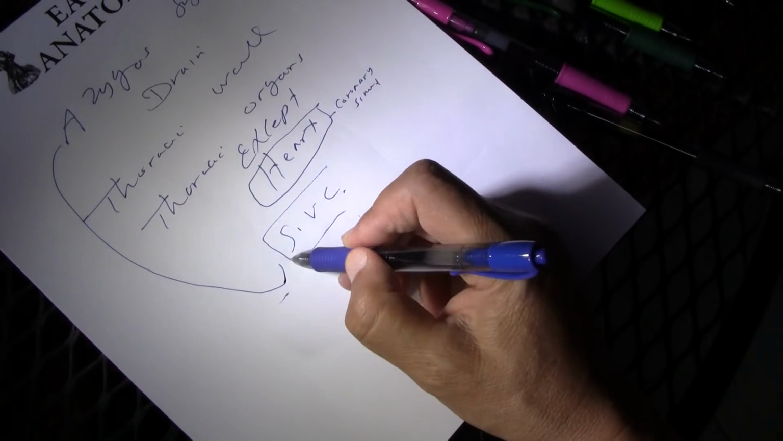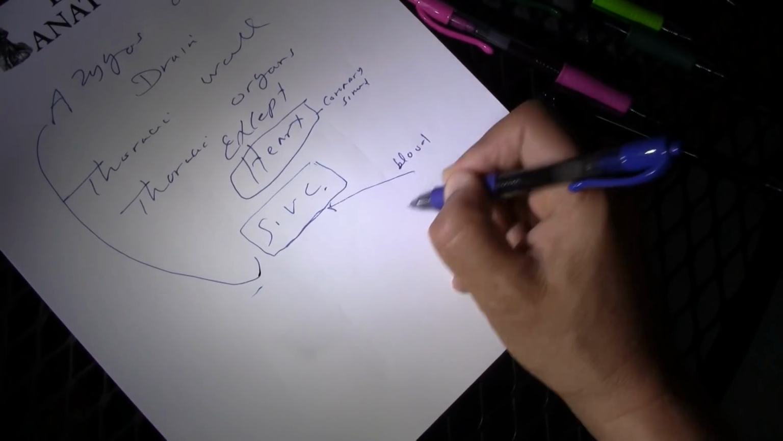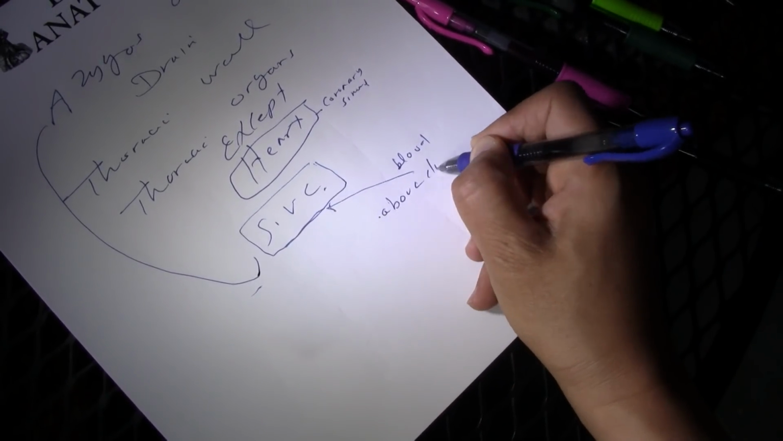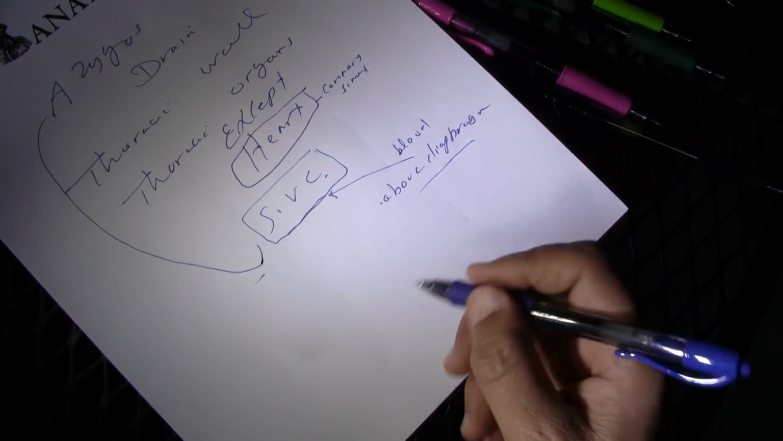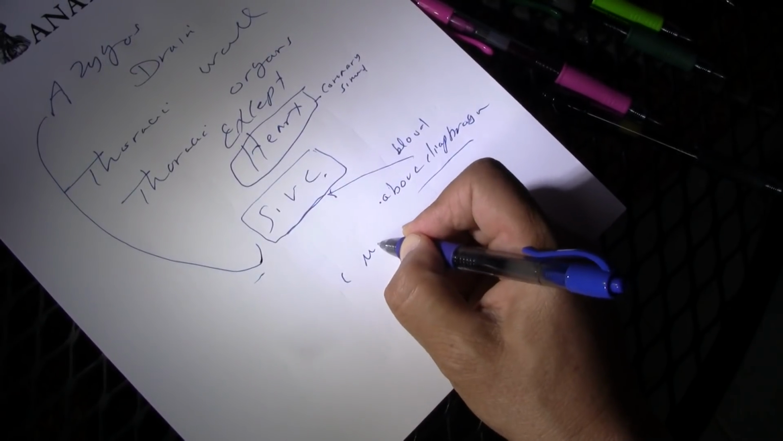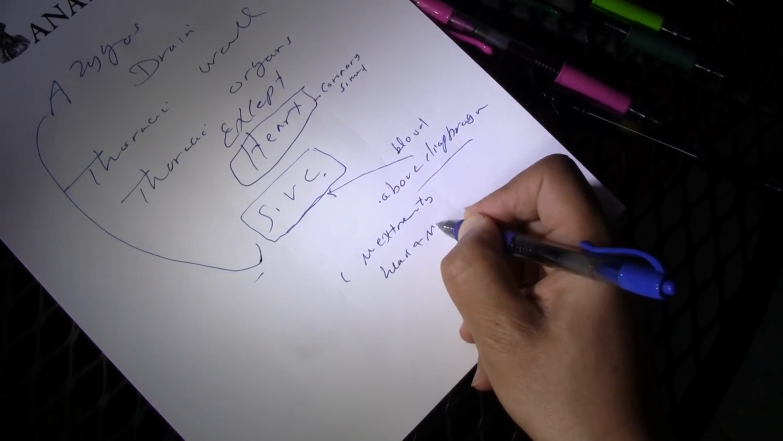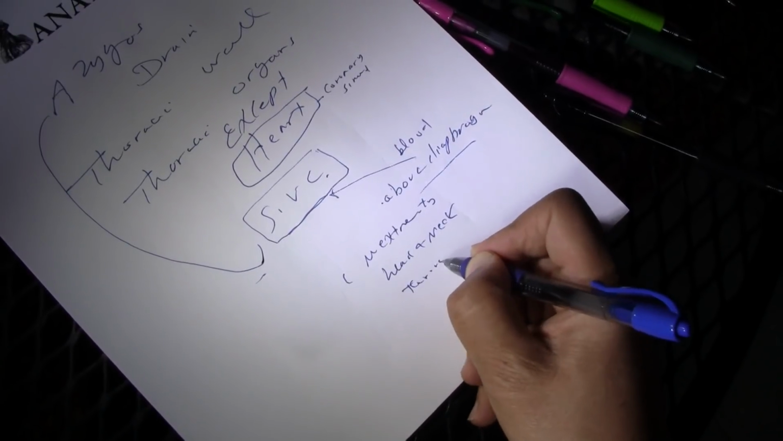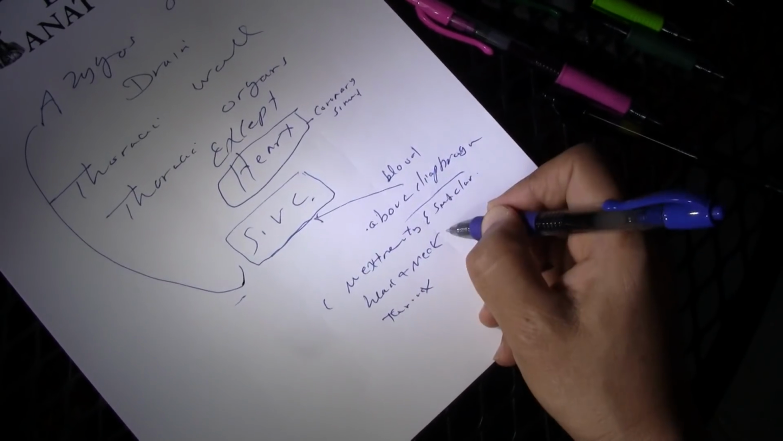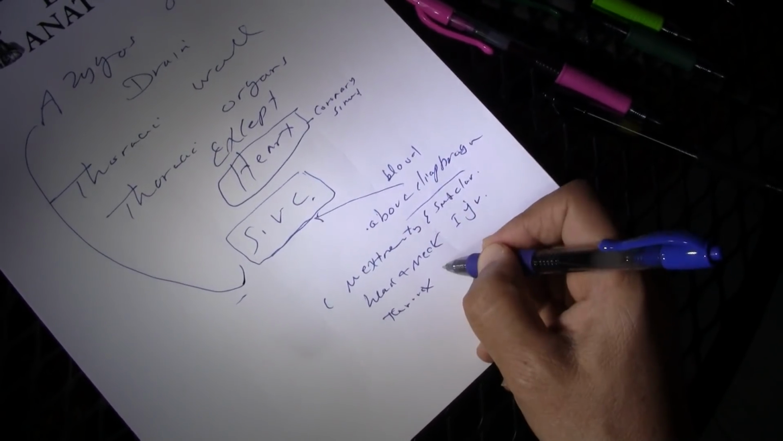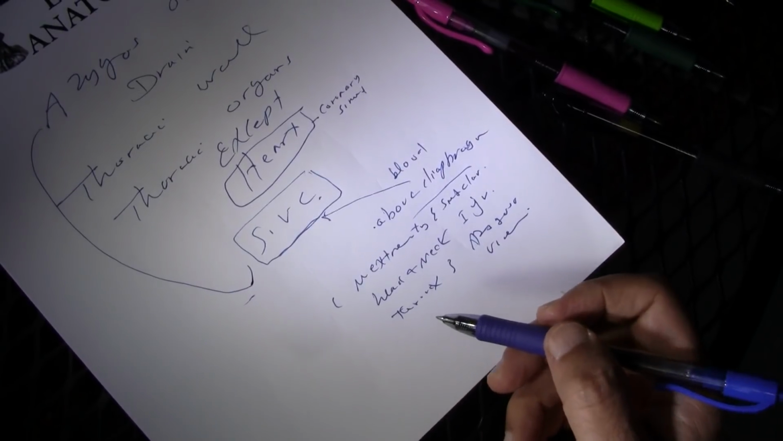And this explains why we say superior vena cava receives blood above diaphragm. How does it receive blood above diaphragm? It means it receives blood from upper extremity, from head and neck, from thorax. Upper extremity through subclavian, head and neck through internal jugular vein, thorax through azygos vein. Correct? So keep in mind that.